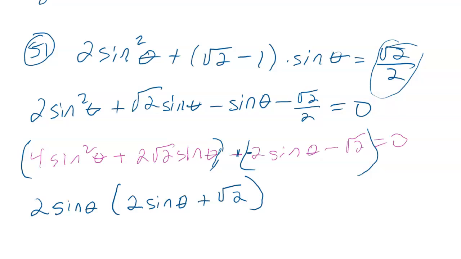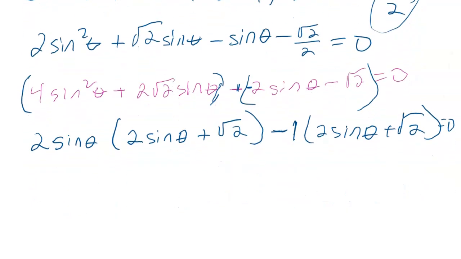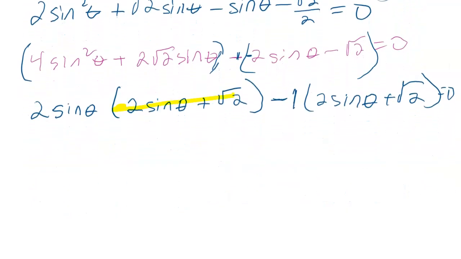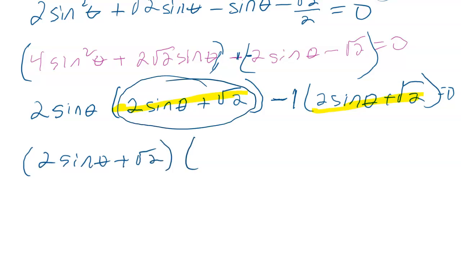All right, and then I'm going to subtract off a negative. I need to subtract off a negative, so minus 1 times 2 sine theta plus rad 2 equals 0. And then if you notice, if you're good with factor by grouping, this and this are the same, so we can factor that out. So this would be 2 sine theta plus rad 2. All right, and then what's left in the first? If I take this out, this guy's going to be left. So I get 2 sine theta minus 1 equals 0.